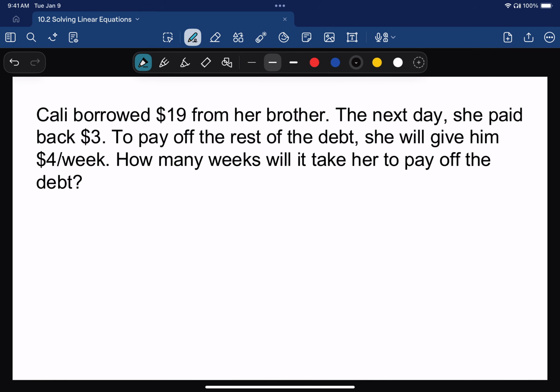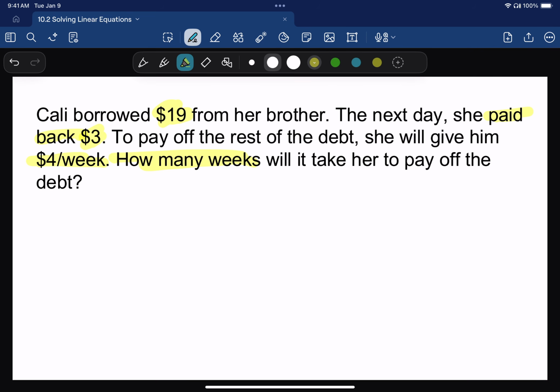So let's take a look. So Callie borrowed $19 from her brother. Okay, I'm going to highlight this, because this is important. $19 from her brother. The next day, she paid back $3. To pay off the rest of the debt, she will give him $4 a week. How many weeks will it take her to pay off the debt? So we're looking for how many weeks.